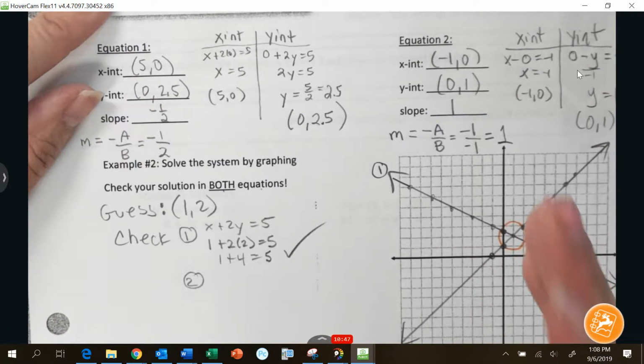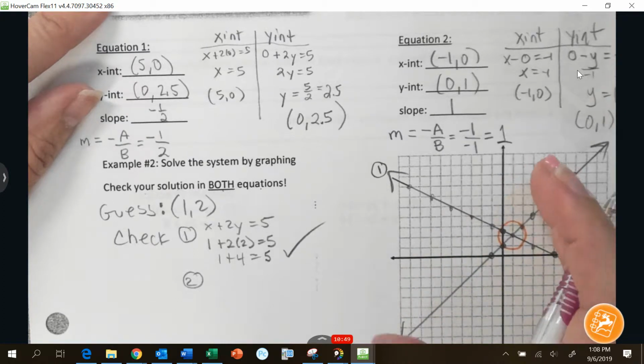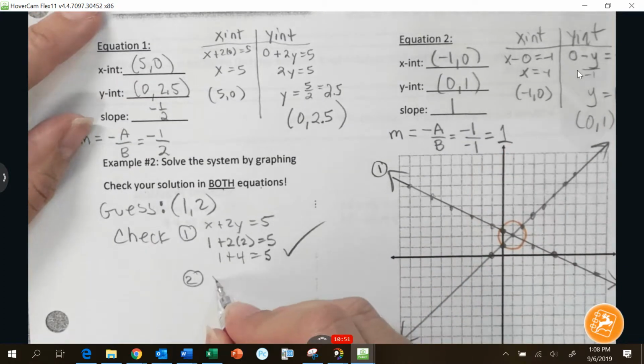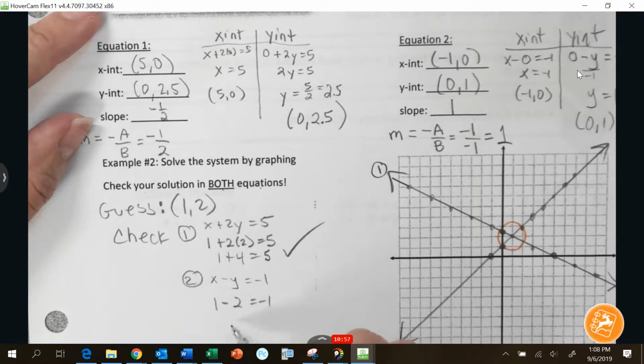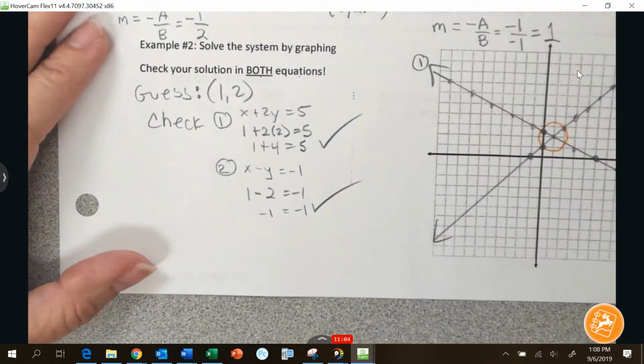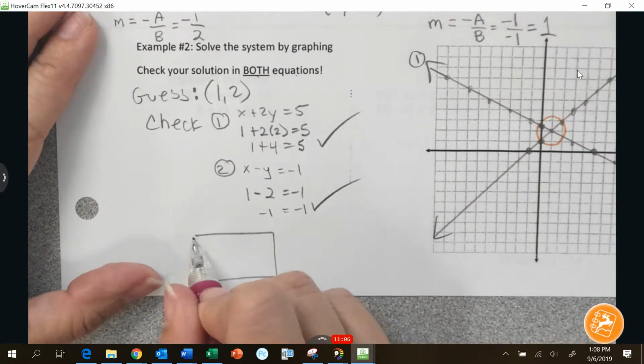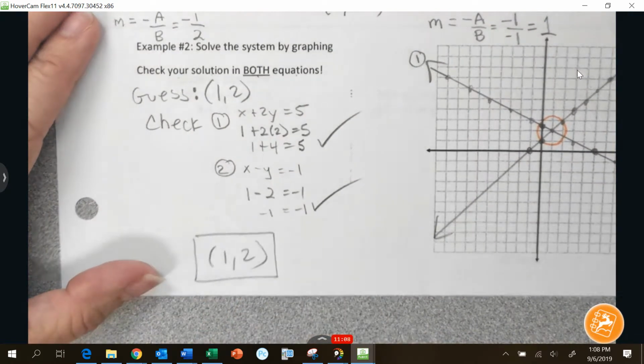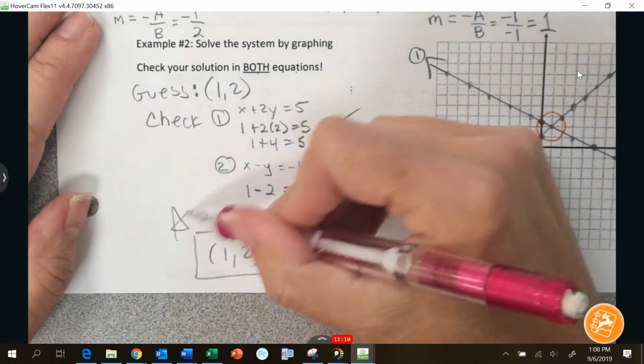I'm not done. It has to work in both or I am wrong. So my second equation is x minus y equals negative 1. I'm going to plug in 1 minus 2 equals negative 1. Does that work? Yes. If I have 2 checks, then I can say I have found the answer. The correct answer is 1, 2. I am right.